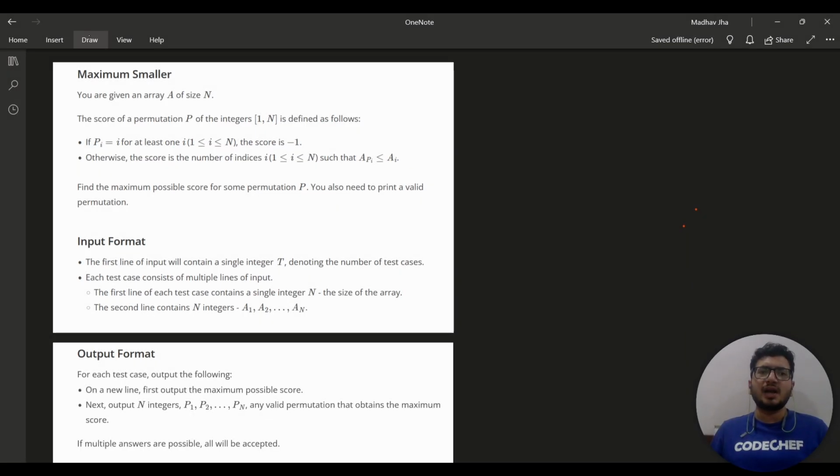The problem is Maximum Smaller. The problem difficulty is easy and there are no prerequisites. Let's have a read at the problem.